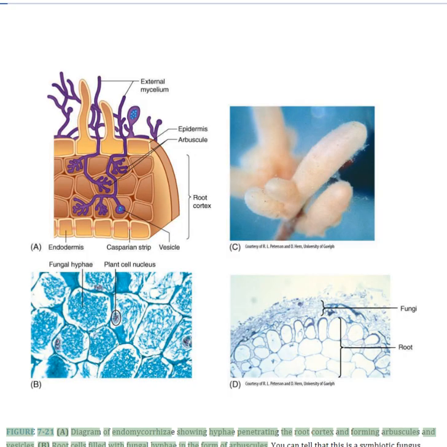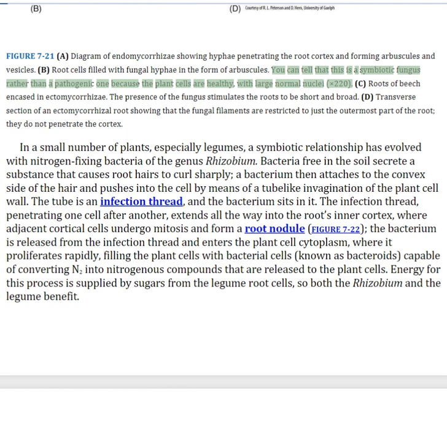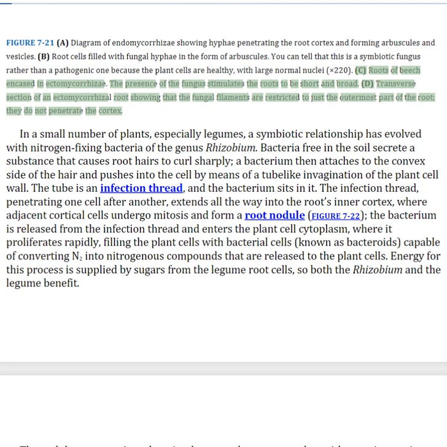Figure 7.21: diagram of endomycorrhizae showing hyphae penetrating the root cortex and forming arbuscules and vesicles. Root cells filled with fungal hyphae in the form of arbuscules. You can tell that this is a symbiotic fungus rather than a pathogenic one because the plant cells are healthy, with large normal nuclei. Roots of beech encased in ectomycorrhizae.